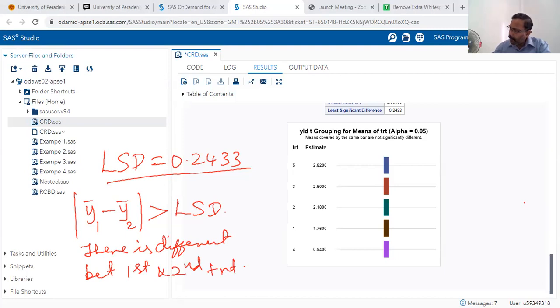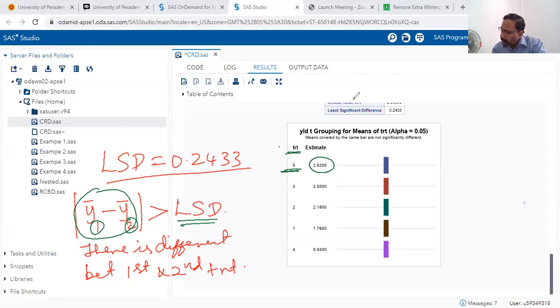Because here, this is treatment 2, average yield of treatment 2. This is the average yield of treatment 1. If you take the difference, if the difference is higher than the LSD value, then that means there's a difference between those two treatments. Suppose, let's say, this is my mean of which treatment?